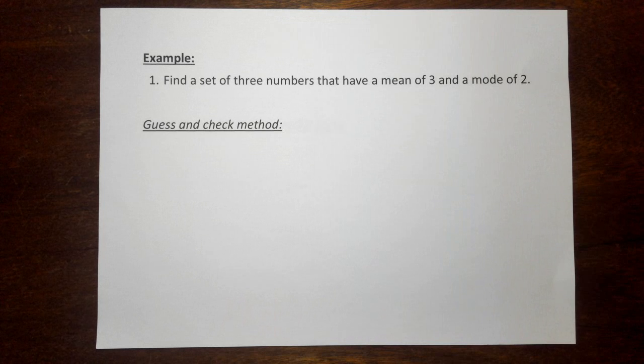Let's take a look at our first example. Our example here, we've been told to find a set of three numbers that have a mean of 3 and a mode of 2. So we're going to do the guess and check method first. Let's have a look and see how we go about doing this.